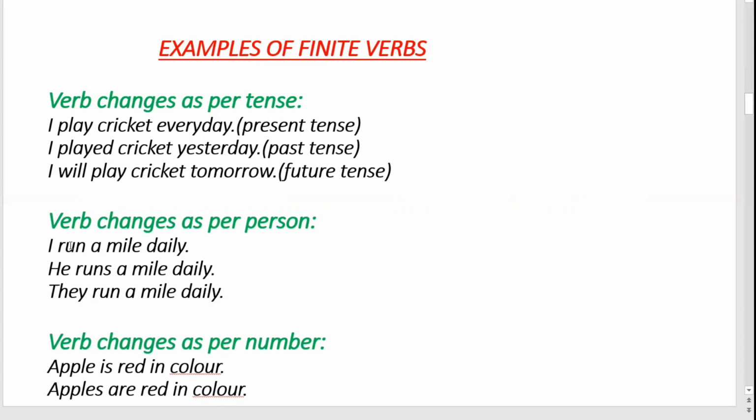Now let us see with the changes in the person how the verbs are going to change. I run a mile daily, he runs a mile daily, they run a mile daily.